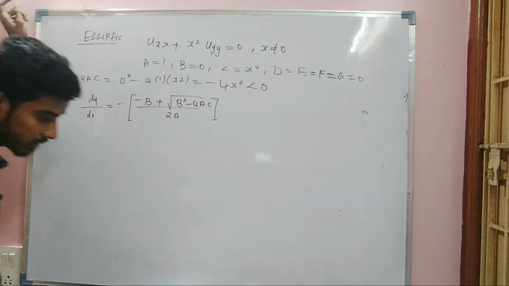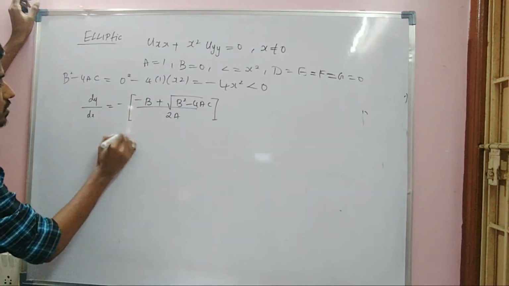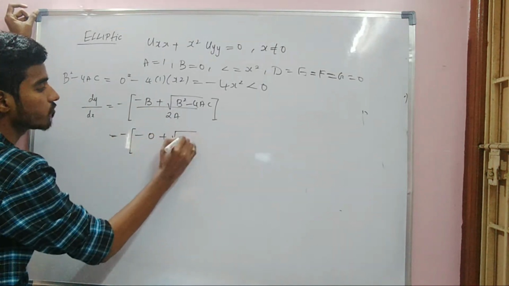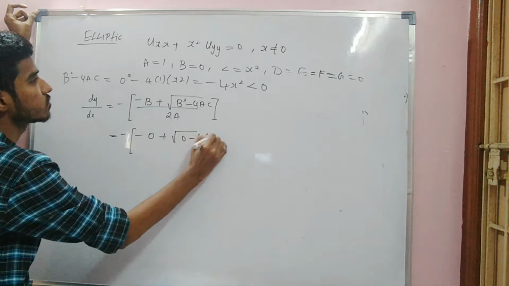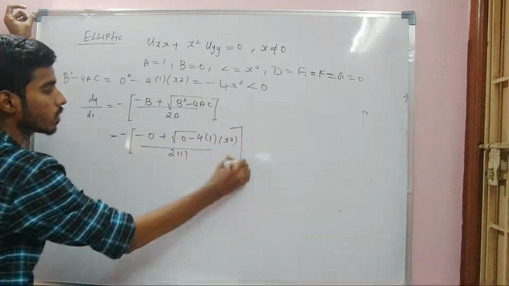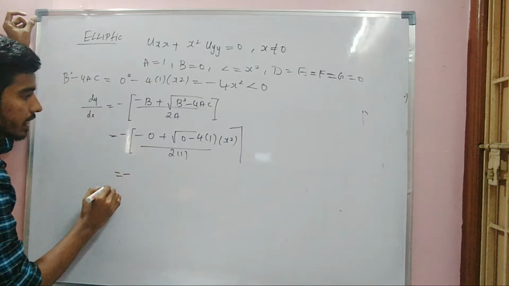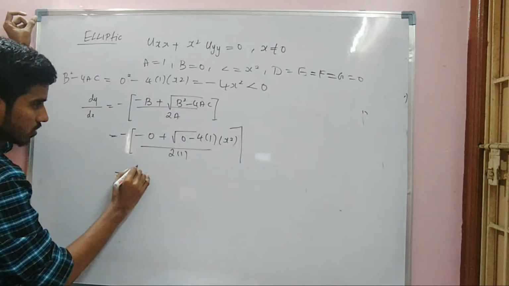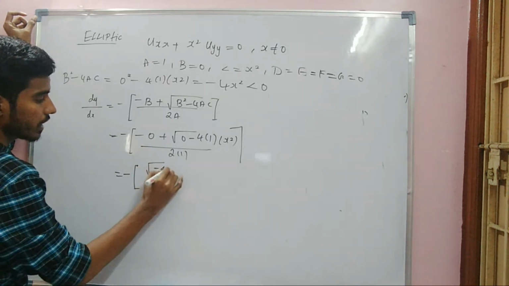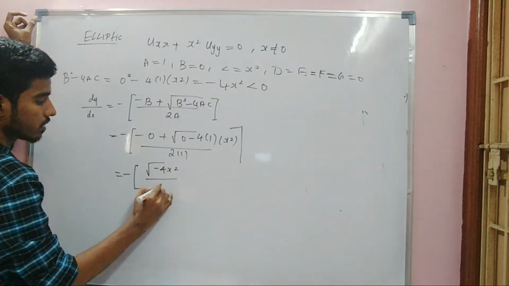Yes, minus b is... Now we will substitute here. So we will have minus of our b is 0 plus square root of b is 0 and a is 1, c is x square, divided by 2 into 1. So here we will have minus square root of minus 4x square divided by 2.